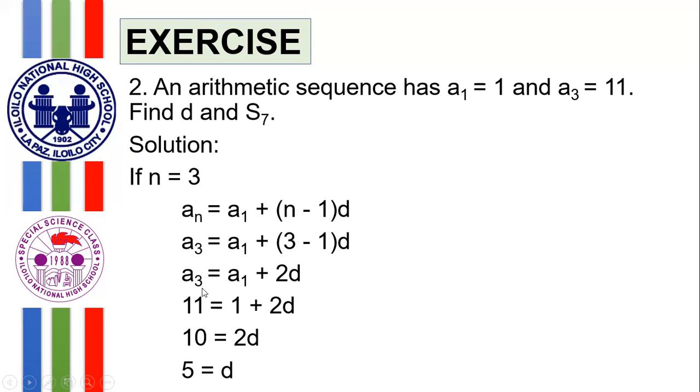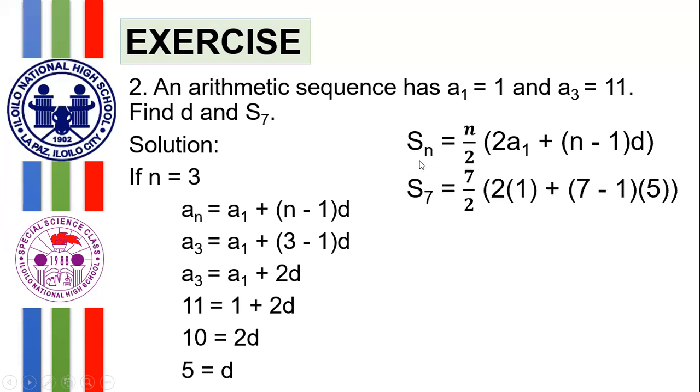And since you have the value of your common difference, it's better to use the longer version of the formula with D. So you have here this formula. Since we are looking for S sub 7, all n's will be replaced by 7. So you will have S sub 7 equals 7 halves times 2 times 1 plus 7 minus 1 times 5. Where did I get 5? This is your common difference, and the rest were just given.